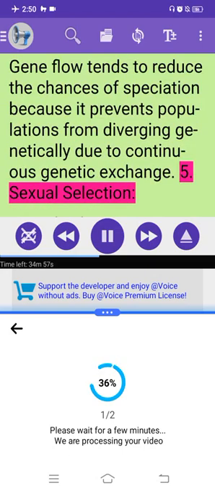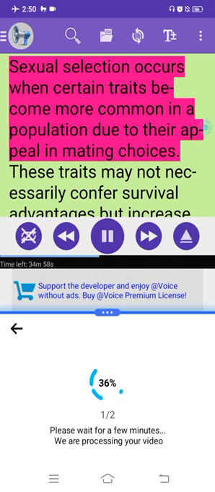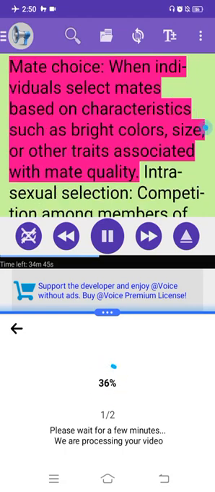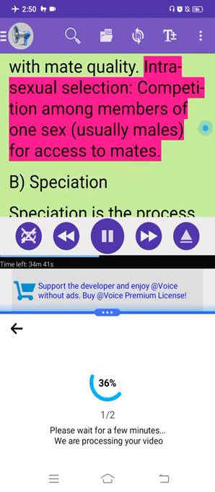5. Sexual selection. Sexual selection occurs when certain traits become more common in a population due to their appeal in mating choices. These traits may not necessarily confer survival advantages but increase an individual's chances of attracting a mate. Mate choice, when individuals select mates based on characteristics such as bright colors, size, or other traits associated with mate quality. Intersexual selection, competition among members of one sex, usually males, for access to mates.